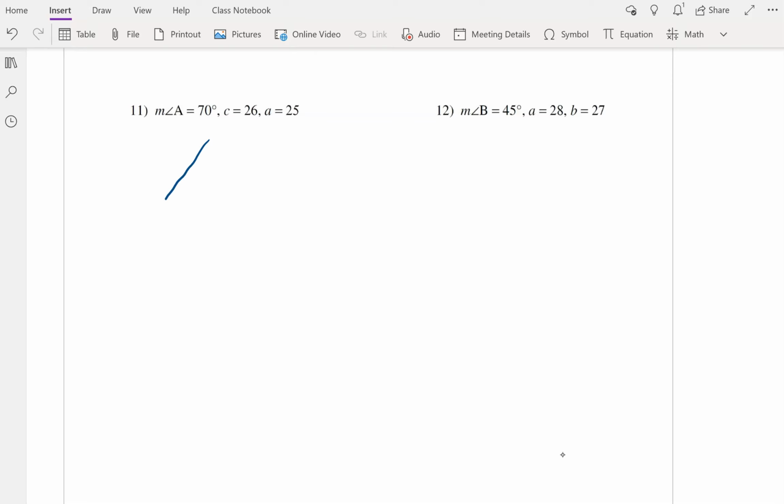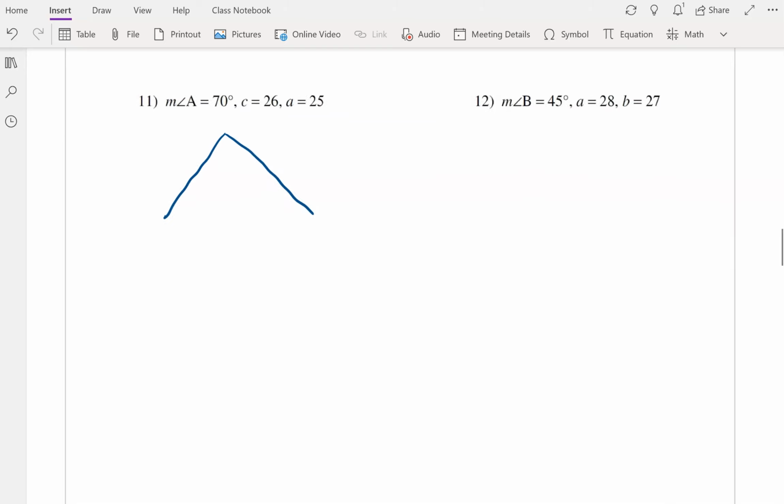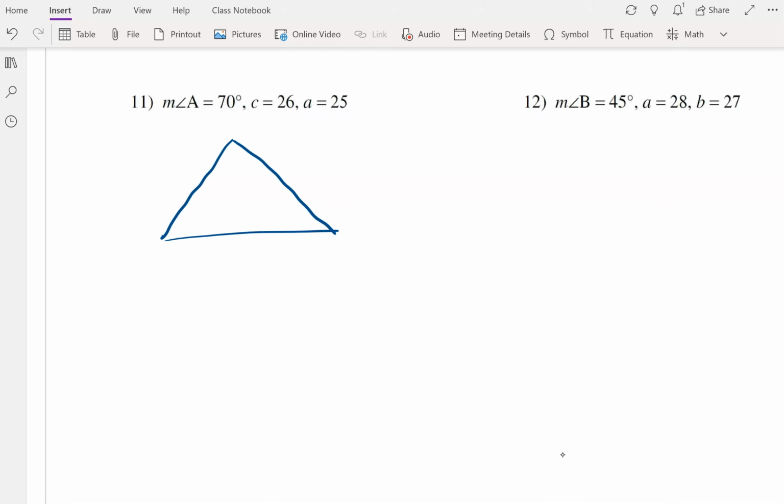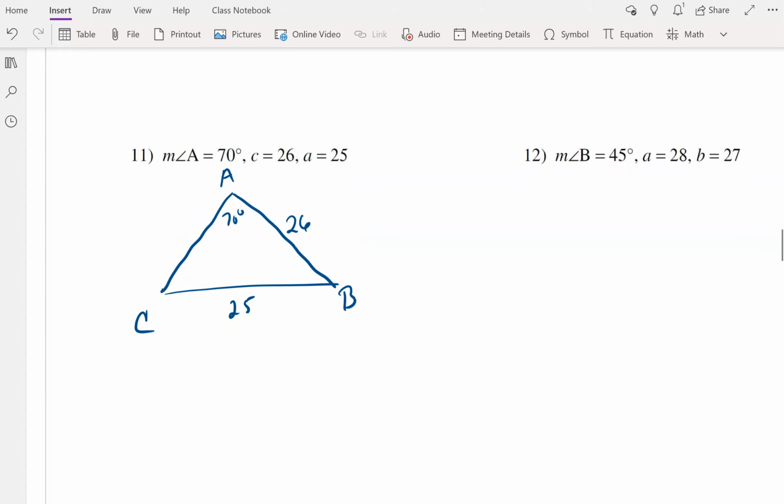So first thing I'm going to do is just draw out the triangle. Again, where you put these letters isn't as important as long as you know where things are supposed to go. Measure of angle A is 70, so 70 degrees goes here. The length of side A is 25. Again, side A is the one that's opposite angle A, so I'll have 25 here. And the length of side C is 26. That's the opposite. So we have 26 over there. All right, so want to solve the triangle in this case.